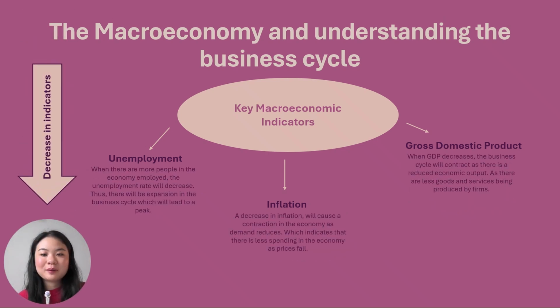The inverse can be expected for a decrease in these indicators, with a decrease in unemployment reflecting an expansion, for inflation a contraction as demand reduces and lower prices as spending falls, and lastly for decreasing GDP, weaker levels of economic growth as there is a reduced economic output due to less goods and services being produced by firms.